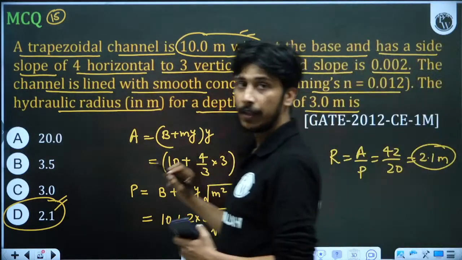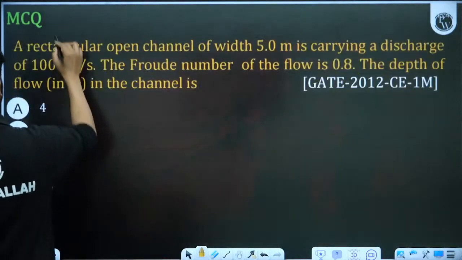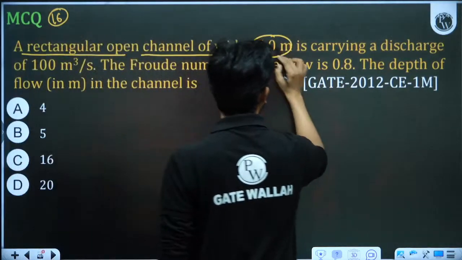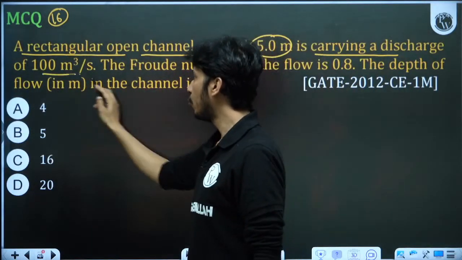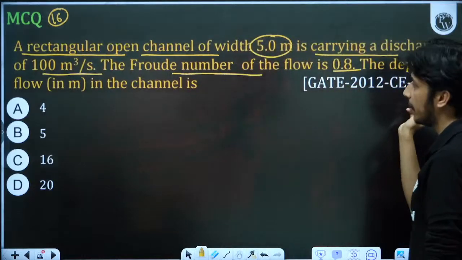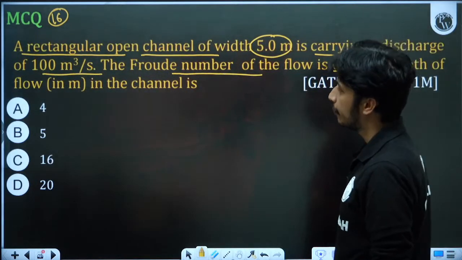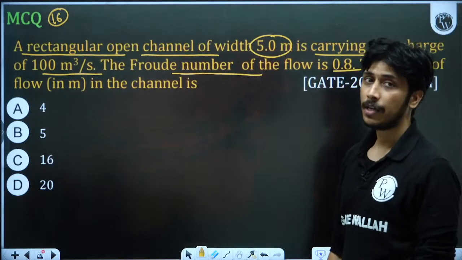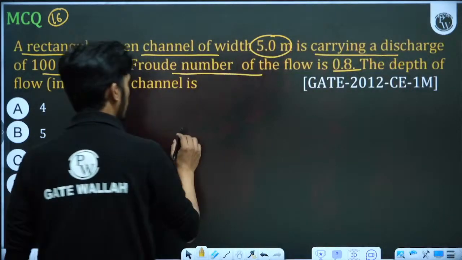Percent of students have given the correct answer. Next question, question number 16. A rectangular open channel flow of width 5 meter is carrying the discharge of 100 meter cube per second. The Froude number is given as 0.8. The depth of the flow in meter is. This is the same question we did where we calculated the critical depth. Now we are going to calculate the depth of the flow in the uniform flow.